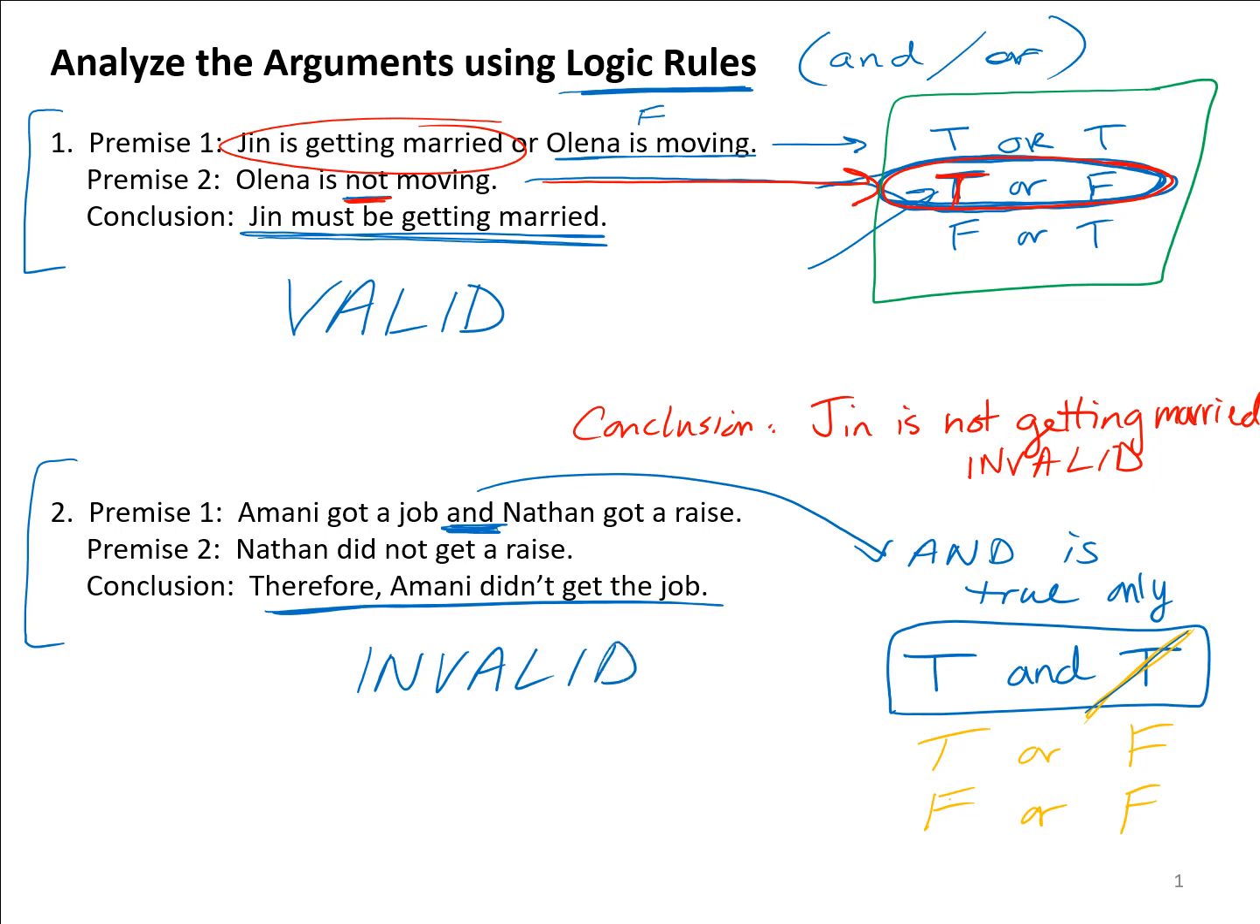So a valid argument is when you have a conclusion that must follow from the premises that were given. An invalid conclusion is one where you can't tell for sure. You just don't know what's happening based on the original two premises. So an invalid argument doesn't necessarily mean that something is false. It just means we can't tell for sure.